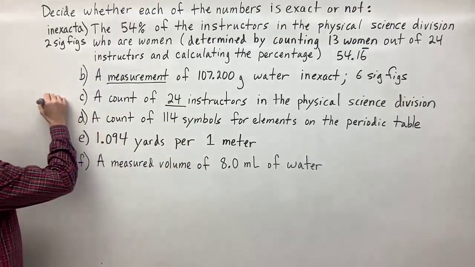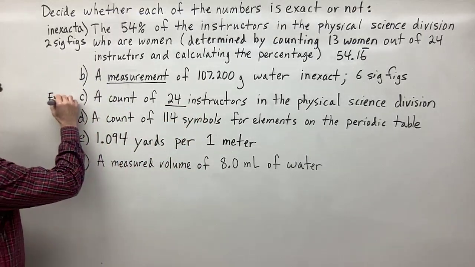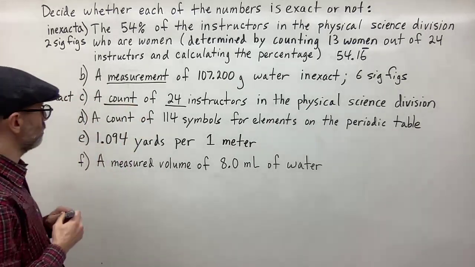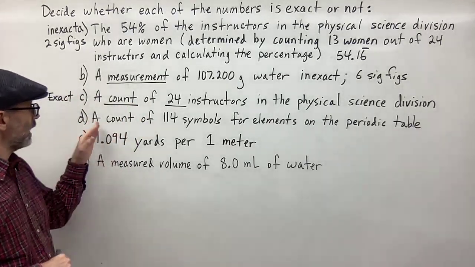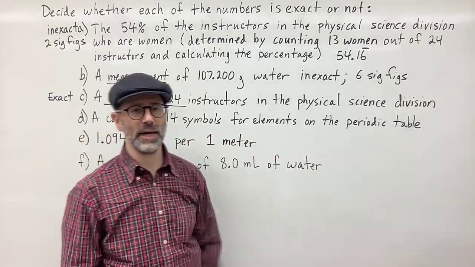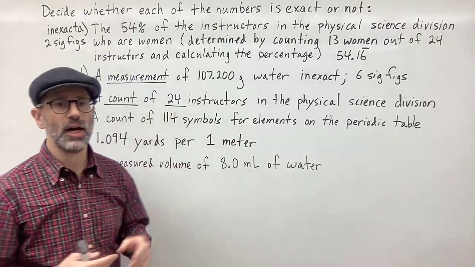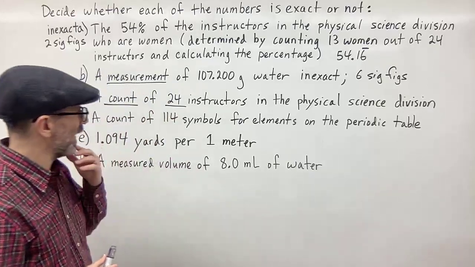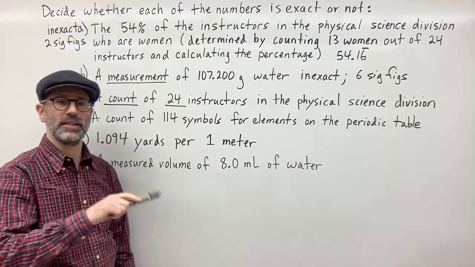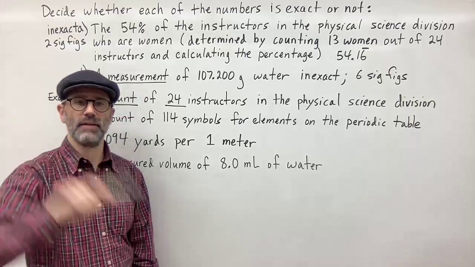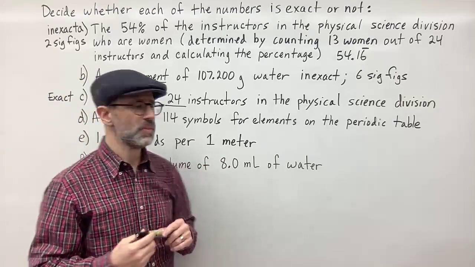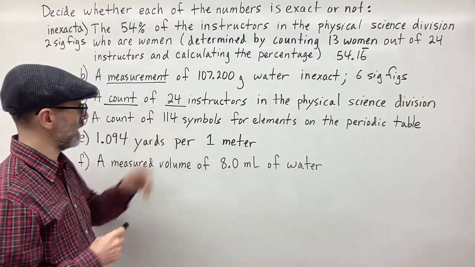So this is exact because we are counting. D, same thing. A count of 144 symbols for elements on the periodic table. Right now it's 118, but the idea here is that we count the number of symbols on the periodic table: 1, 2, 3, 4, 5. So I'm counting. There's no uncertainty in that count. So this is going to be exact.